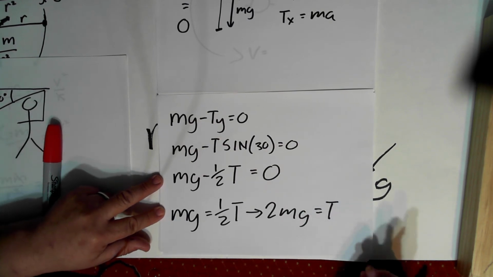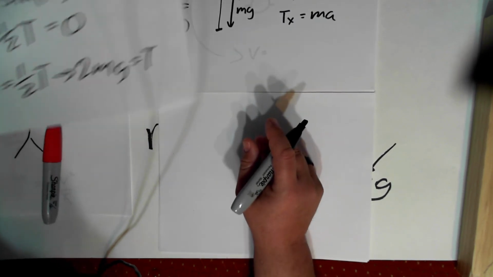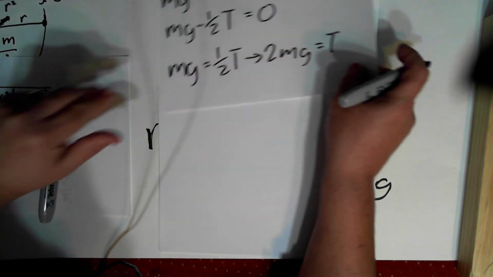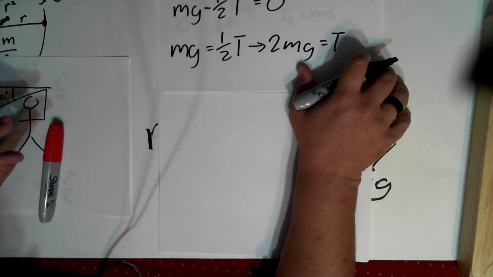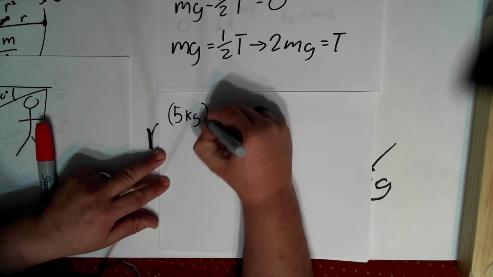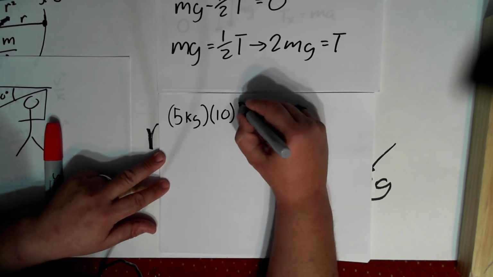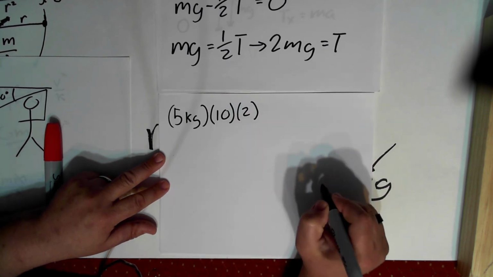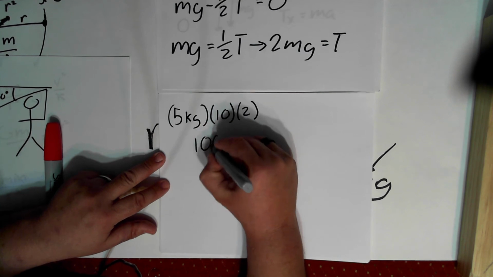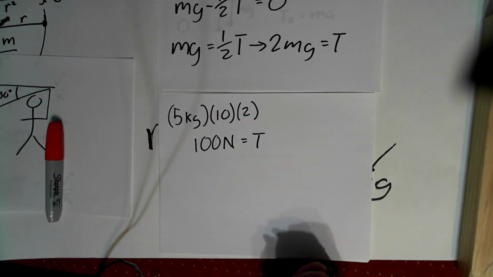That means the tension of the whole system is going to be 2 times the mass times the acceleration due to gravity. We already knew the mass was 5 kilograms. We're going to say that our acceleration due to gravity is 10, even though we know it's 9.8. We multiply that by 2. That gives me 50, and 50 times 2 gives me 100. So my tension is equal to 100. Cool?